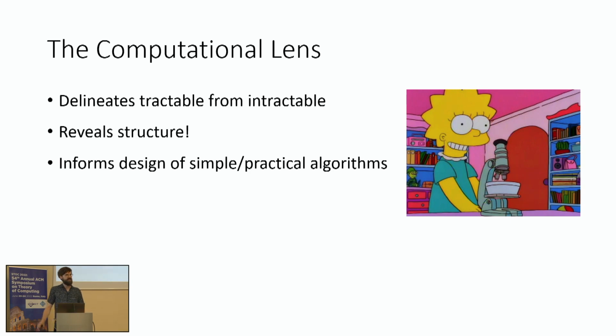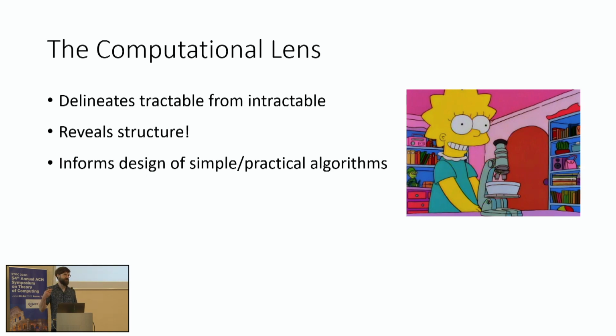And more generally, I think this computational lens of approximation and complexity has very nice things that it can contribute. And in particular, I'm thinking of the following. So for one, that's maybe the most obvious thing: it delineates tractable from intractable. But what I think is maybe even more important are the other two points.